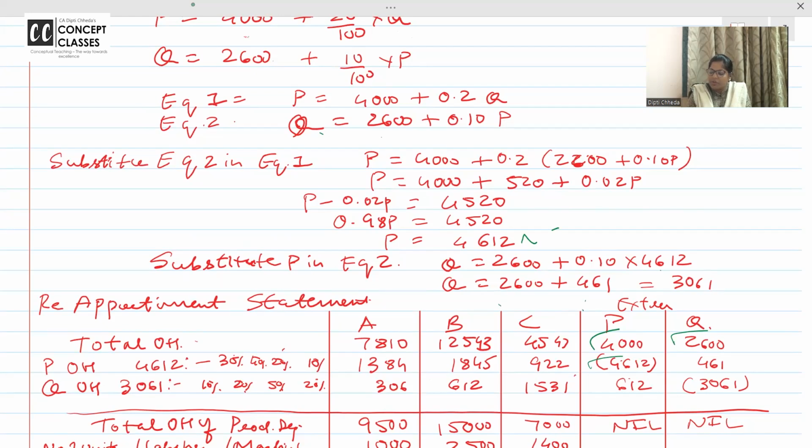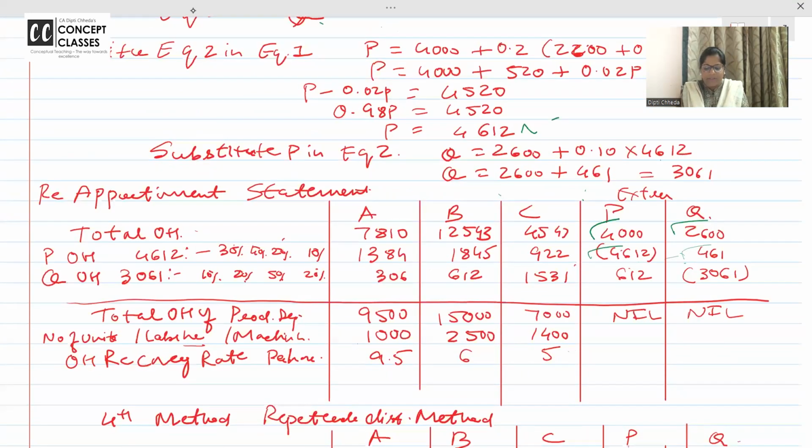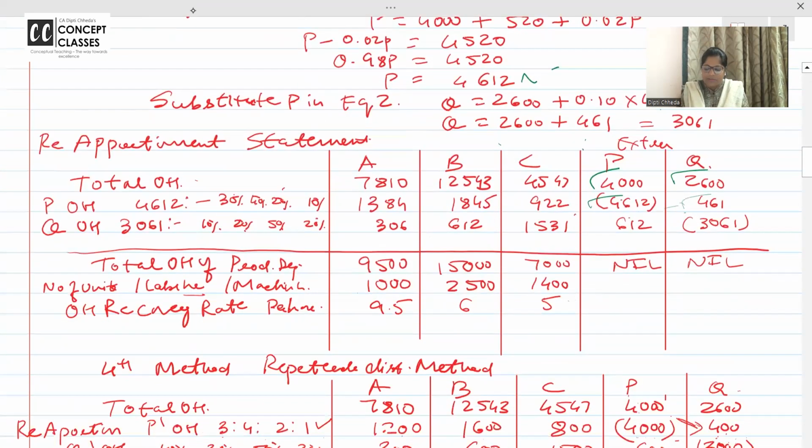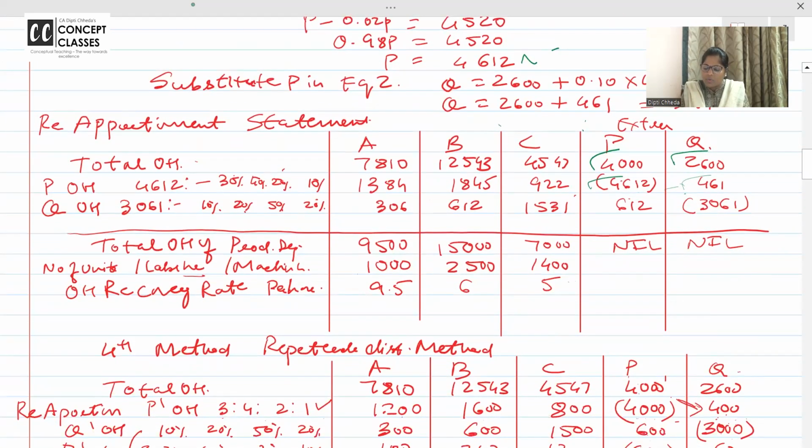10%. So 461 total का 10%. So my expenditure. Once P and Q, are you getting how to solve simultaneous equation? P and Q का total expenditure you got. Now can you allocate? P, your expenditure is 4,000 plus Q का मिला के 4,612.